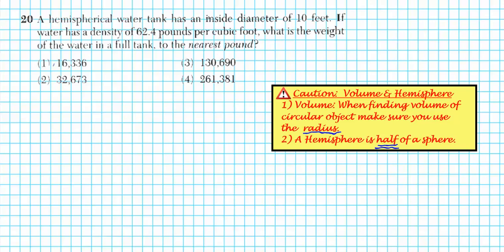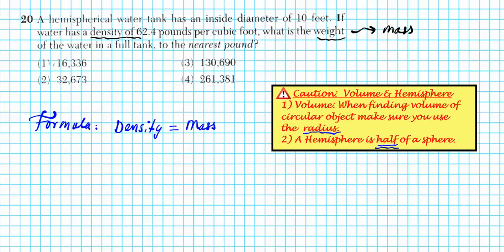All right, so let's go ahead and take a look at this problem right here. We are given the density and we're asked to find the weight or mass. What formula relates the density and the mass? This is the formula you need to know to do this problem. The formula is density equals mass over volume, D equals M over V. This is what I'm going to be using. So in this problem, we know that the density is 62.4.